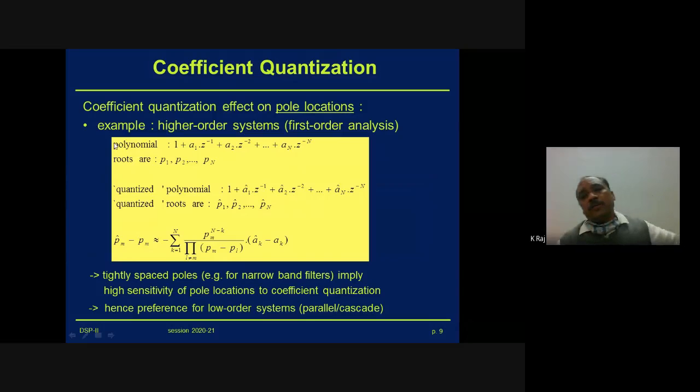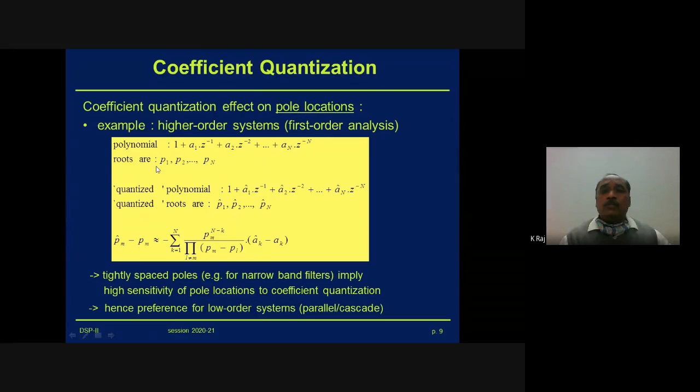Now, if we see the coefficient quantization effect on the pole location, consider the example where the polynomial is given by this one: 1 plus a1 z to the power -1 plus a2 z to the power -2, and so on, up to an z to the power -n.